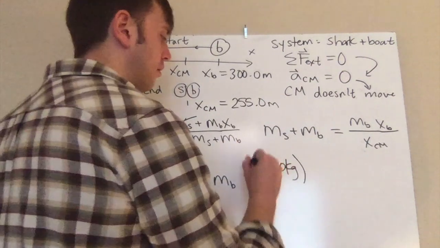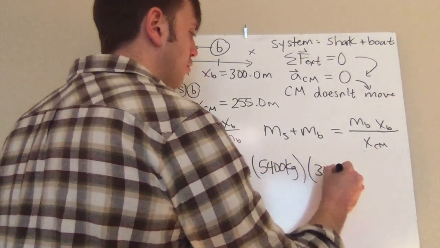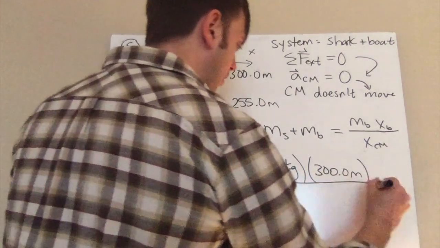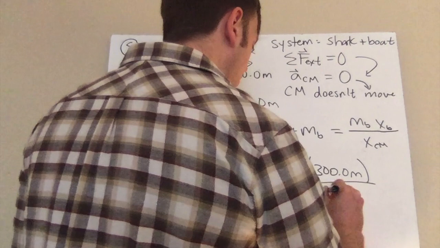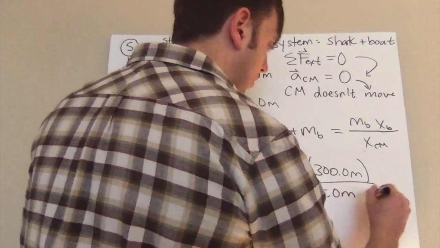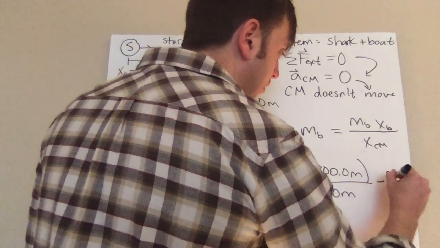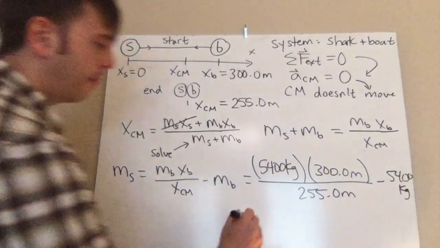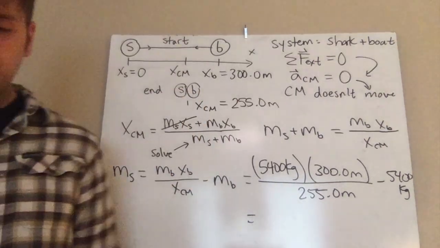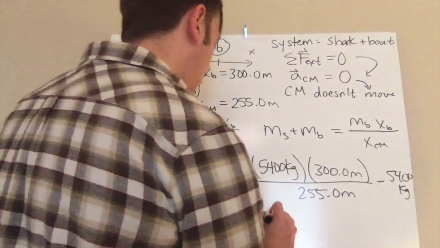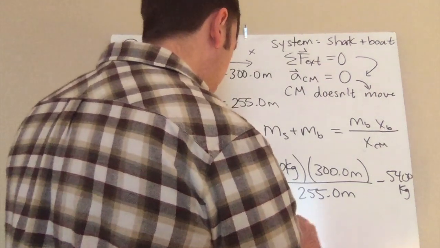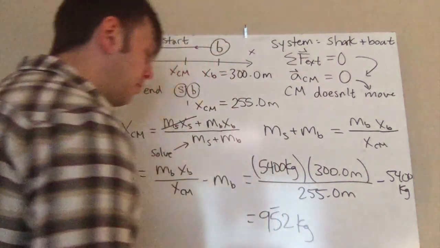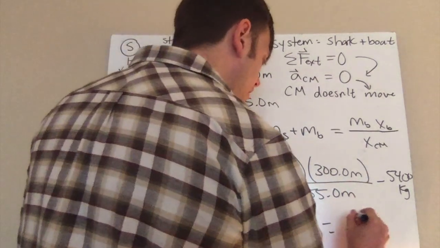Okay, the x-coordinate of the boat starting off was 300 meters. The x-coordinate of the center of mass was 255 meters. And then we have to subtract 5,400 kilograms. That's mb right here. Okay, so what does this work out to? You do the calculation. You get about 952 kilograms, but because we have two sig figs on the mass of the boat, we'll just keep 2, which is 950.